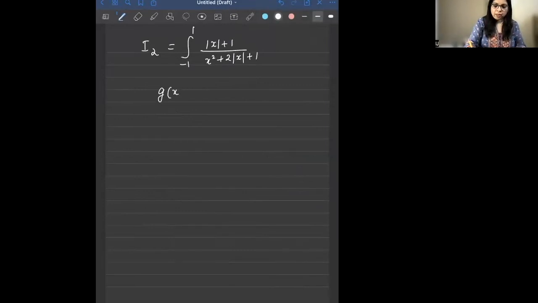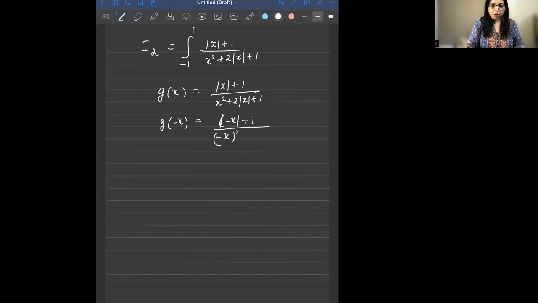So g(x) is equal to (|x| + 1) upon (x² + 2|x| + 1). Instead of x, we will put minus x. So this becomes (|−x| + 1) upon ((−x)² + 2|−x| + 1), which is (|x| + 1) upon (x² + 2|x| + 1). So this is equal to g(x) only. So g is an even function.